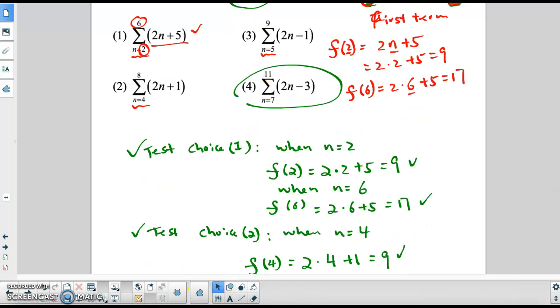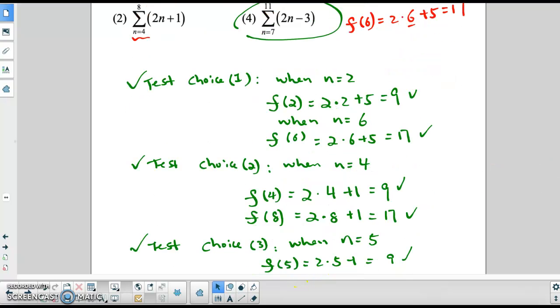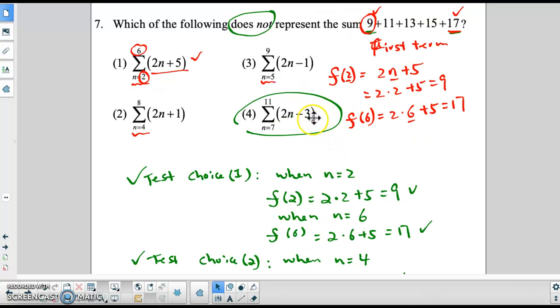If you look at my notes here, I did the same thing for choice 2. I figured out my first term using n equals 4 in the formula 2 times 4 plus 1. It does give me 9, so that means it worked. I tried again, and it also worked for my last term, when n equals 8. Choice 3 also worked, so that means the only one that doesn't work should be 4.